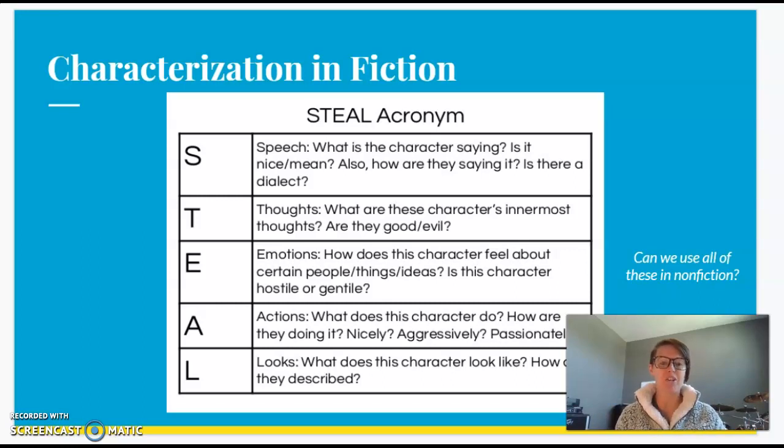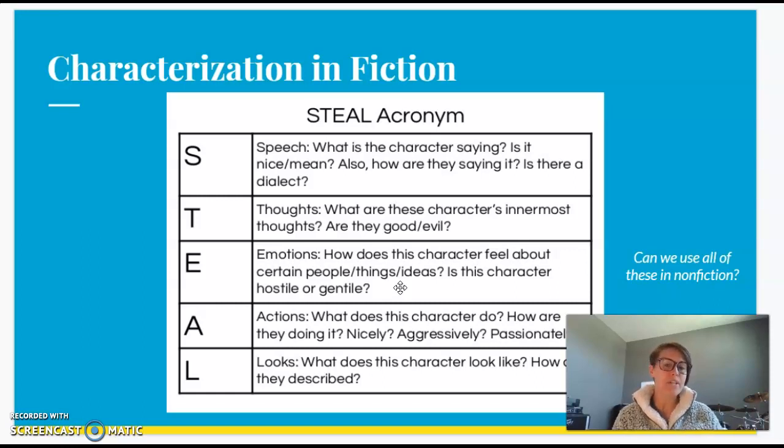reveal characterization. So if you throw back to when we were studying fiction, a lot of times what a character says, so their speech, can be an indirect way for an author to reveal information about a character. The T stands for thoughts. So again, that's another indirect use of characterization. E stands for their emotions, so how a character feels, which again is another piece of indirect characterization. Their actions and their looks. A lot of these are examples of indirect characterization.